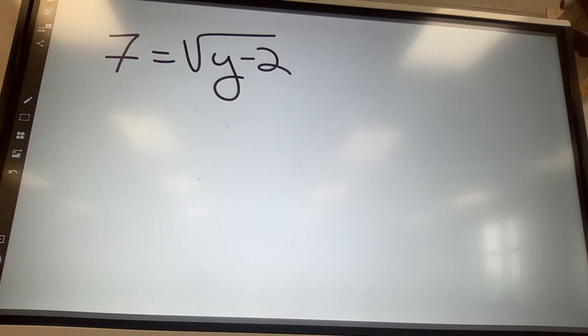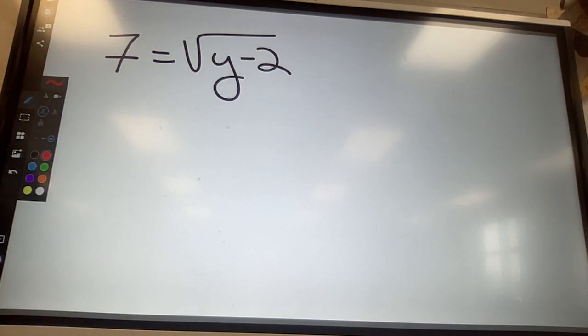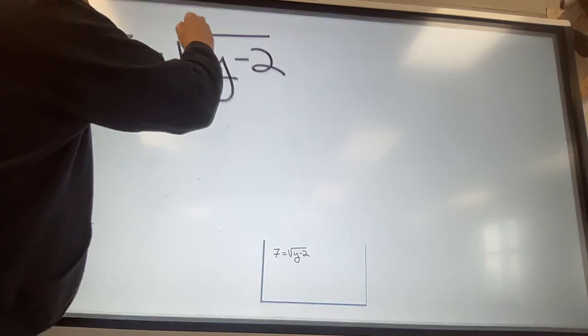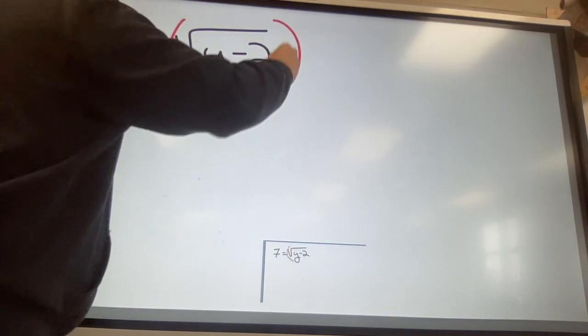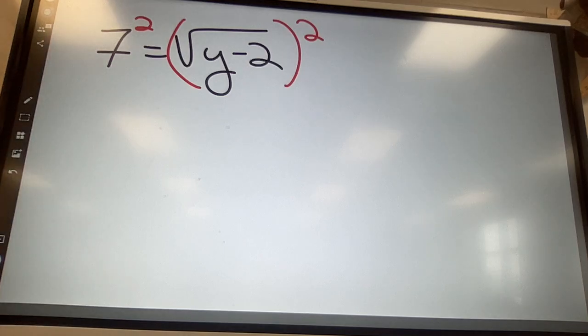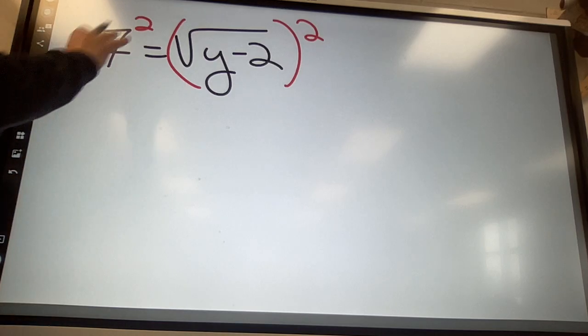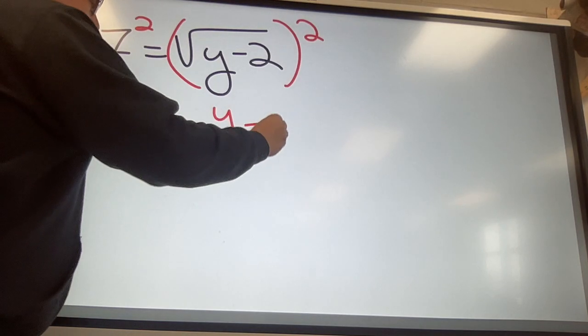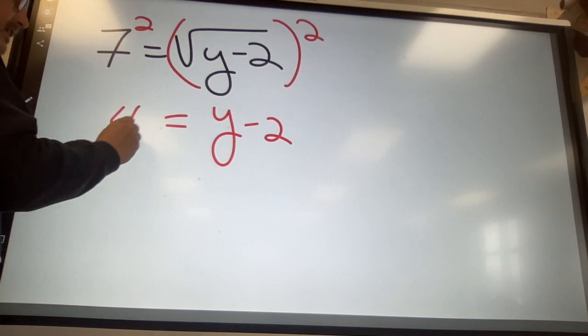All right, my next example is going to be this. So far, so good. You get rid of a square root by squaring. Those of you listening to the recording, everyone said squared, you just couldn't hear it. We squared both sides. We have taught you recently that a square and a square root basically counteract each other, and you get y minus 2 is 49.